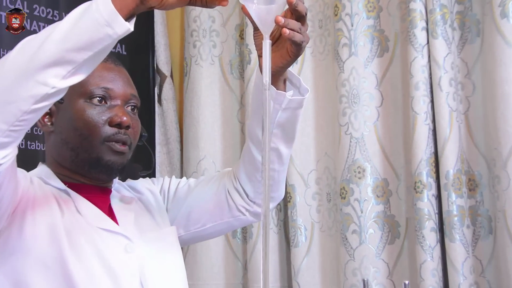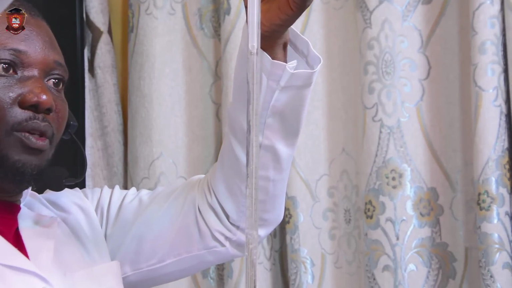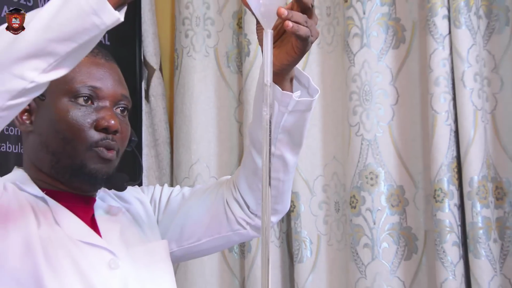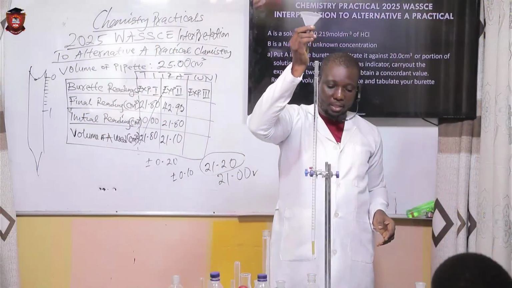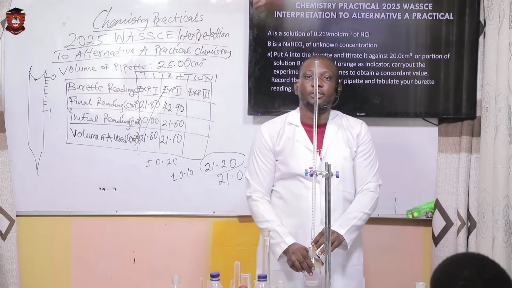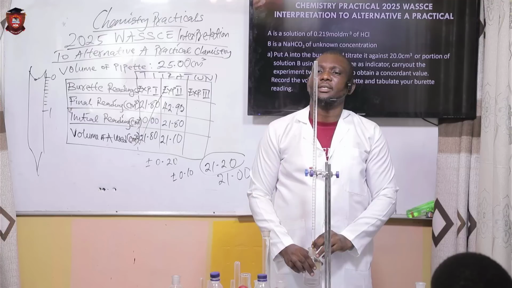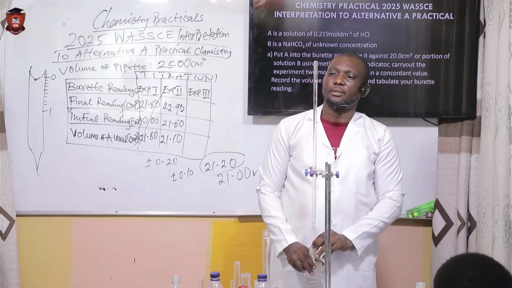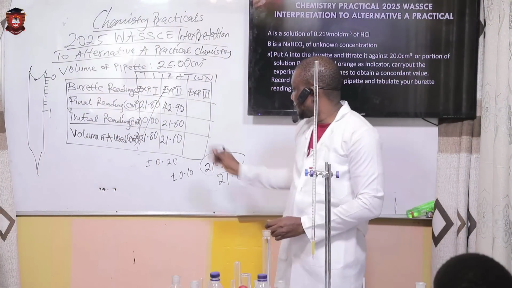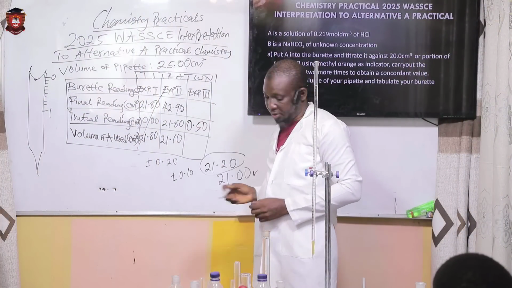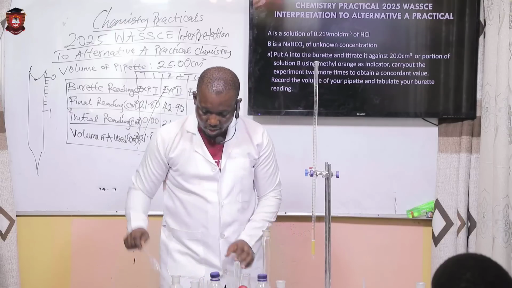So I fill until, even if it's not exactly 0 point, I can always adjust. Please remove this immediately, like I said. So you adjust, you get your choice of initial reading. Okay, I think I'm there. And then this one is settled at 0.50. You must make sure it's in two decimal places. So let's get our base measured.